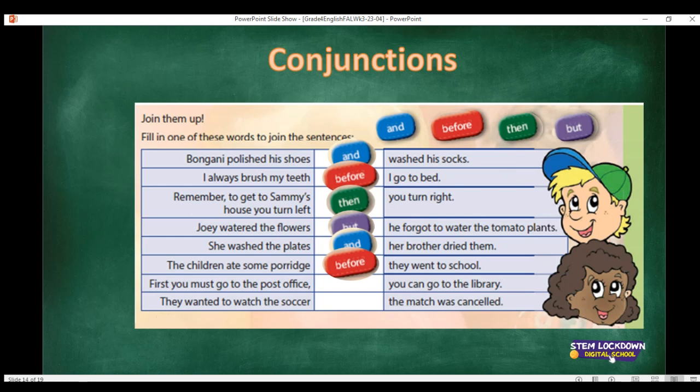First, you must go to the post office. You can go to the library. So if we're first going to the post office, then we're going to the library.